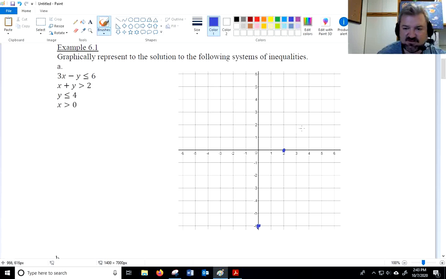Since it says less than or equal to 6, I'm going to use a solid line. You also should have the ability to tell the slope of this line by solving for y in your head. Move the 3x over, it becomes a negative 3. Divide by a negative 1, and the slope is a positive 3, because when you solve for y, it's the number in front of x. So we know it has this slope of 3. That's another way it can help us graph it. Let's draw the line through these points.